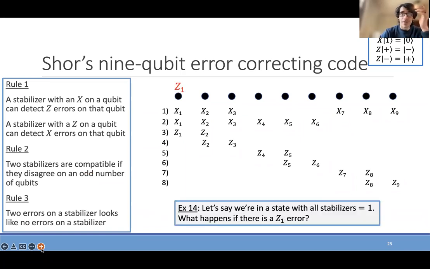Here's what I want us to think about. Let's say we're in a state with all stabilizers equal to 1. What happens if there's a Z1 error? We're not going to write down states because this is going to be annoying. We're going to use rule 1. Rule 1 says that a stabilizer with an X on a qubit will flip when there's a Z error on that qubit. So my question is, what stabilizers are going to give you -1 if there's a Z1 error?